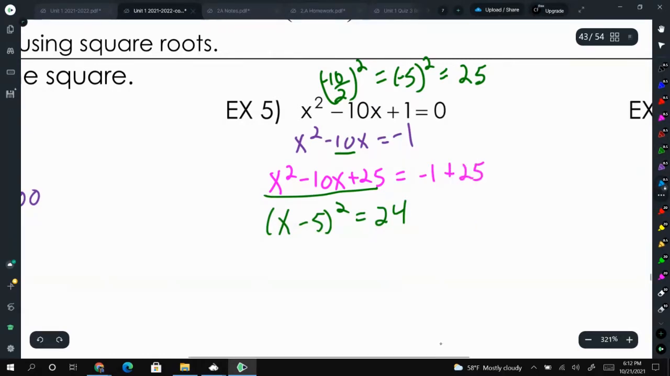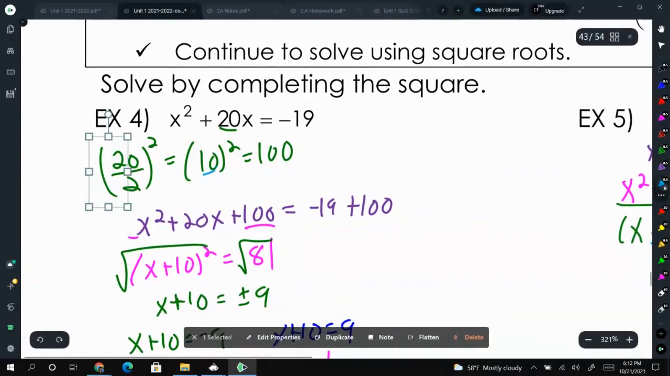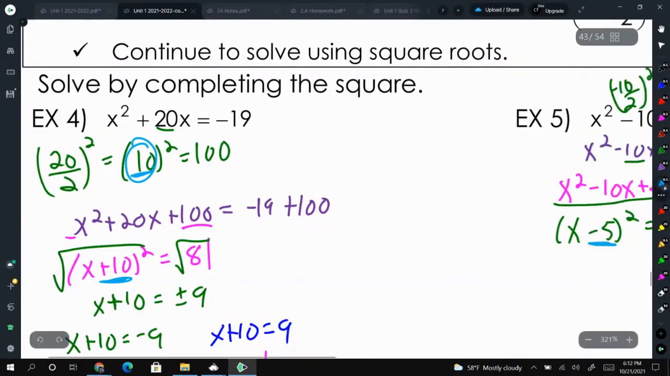One thing you might have noticed is, right here, we did negative 10 divided by 2, we got negative 5. It's x minus 5 squared. Over here, we did 20 divided by 2, we got 10. It was x plus 10 squared. So this number here will help us in factoring.